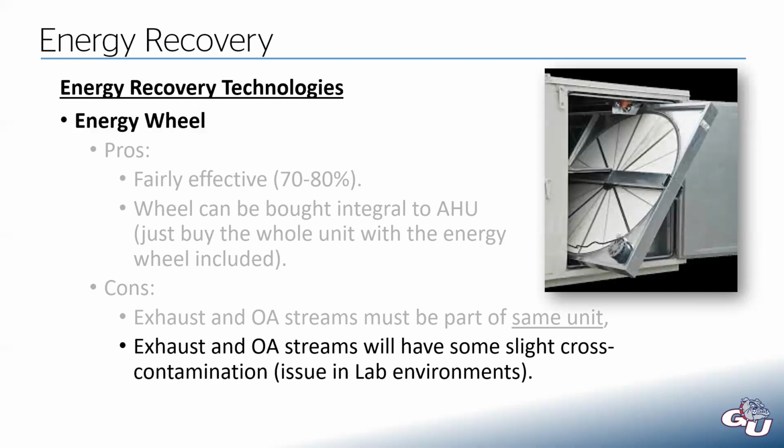In a normal application or a typical application, say for a classroom or an office, that's no big deal. So what? We recirculated 1% of our air, whatever. But if it's a lab environment where you are working with chemicals and things like that, that is a very big deal. There cannot be any cross contamination in a system like that.